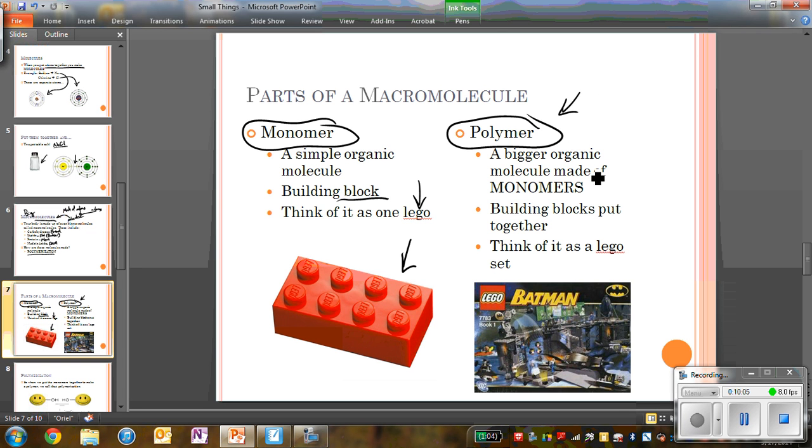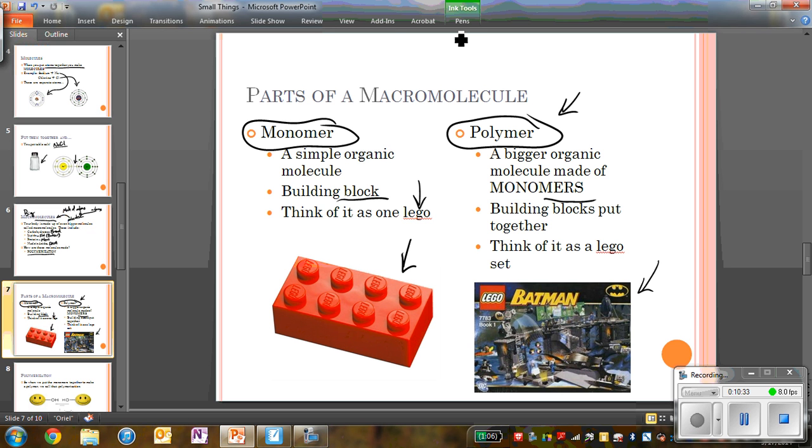A polymer is just a big organic molecule made of monomers. We're going to demonstrate this in class, but as we go through this together, remember, monomers make polymers. This happens when we put building blocks together, and think of it as a Lego set, like a Batcave or a castle or, I don't know, an airplane. It also kind of makes sense when you analyze the words.